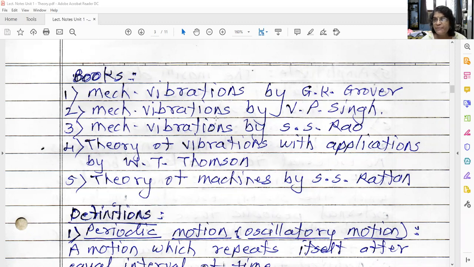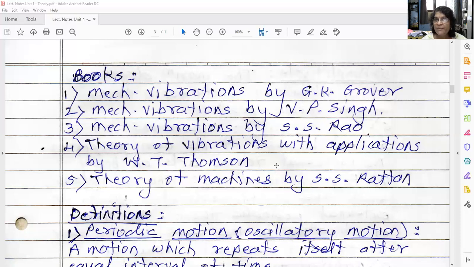The second book is Mechanical Vibration by VP Singh. Many problems are solved in this VP Singh. It is the best combination if you purchase Grover and VP Singh, or online copies are also available, so you can see soft copies of these books also. And third is Mechanical Vibration by S.S. Rao. This is the Bible of vibration. It is a very nice book, but very costly. So I will not recommend you purchase it, but you should refer to this book.